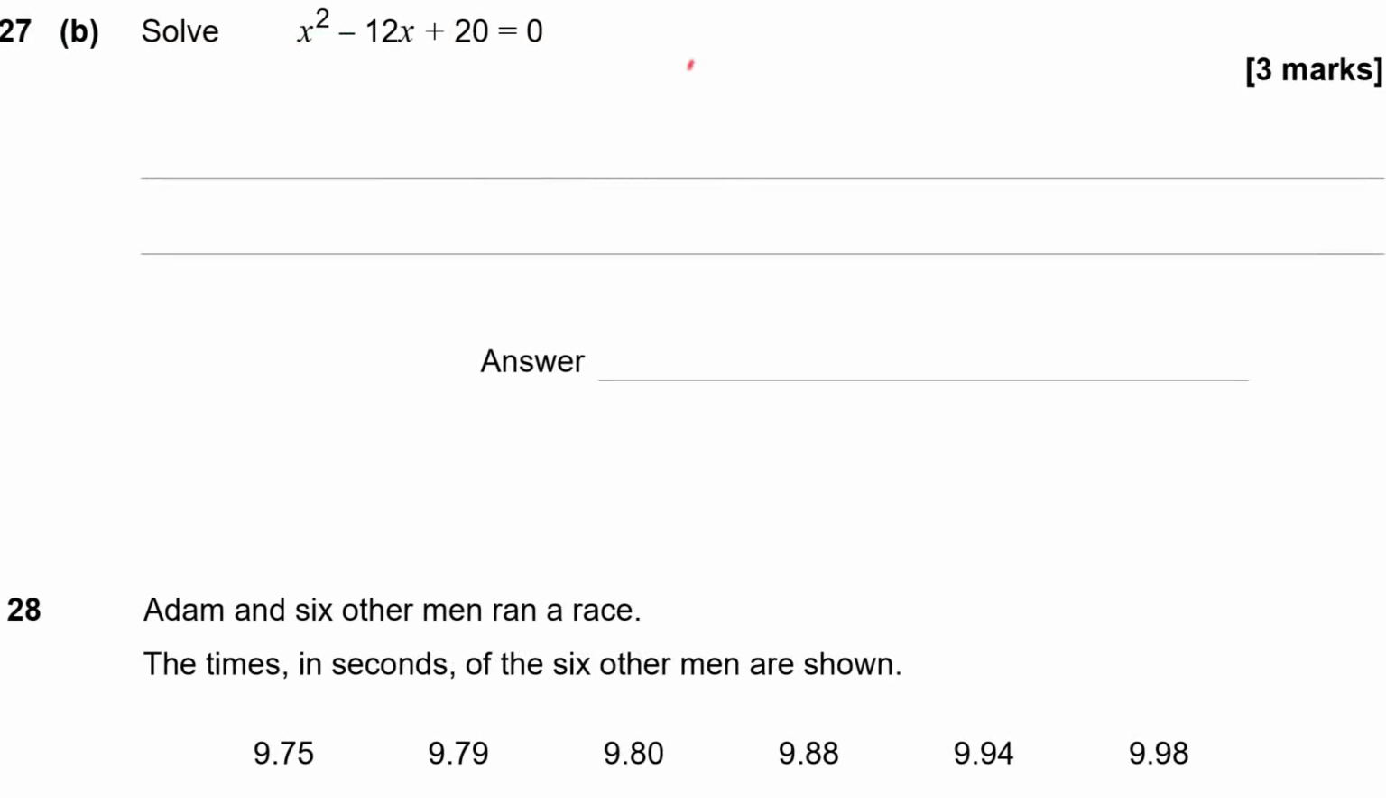Question 27b. Solve x squared minus 12x plus 20 is equal to 0. Okay, so we've got a quadratic equation in x here. It's set equal to 0.